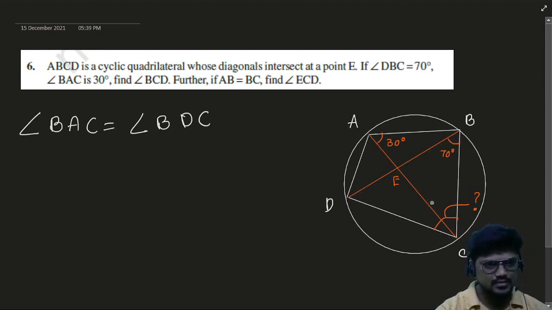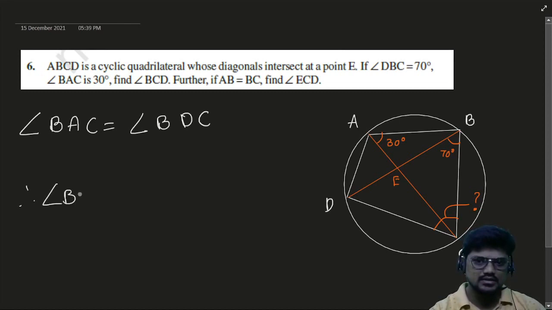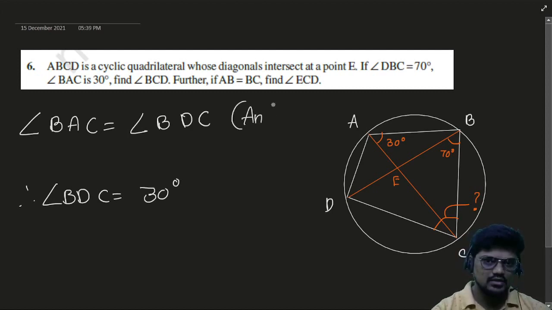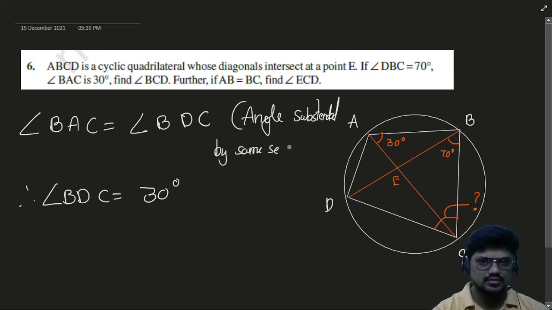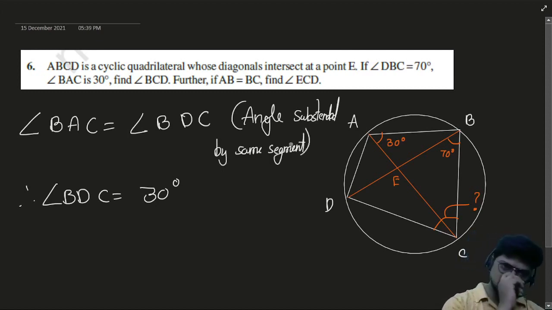Got it? So what I can say, therefore, angle BDC is equal to how much? 30 degrees. And the reason over here is angle subtended by same segment. Angle subtended by same segment. Therefore, angle BDC will be equal to how much? 30 degrees. So I can say that this angle will also be 30 degrees.